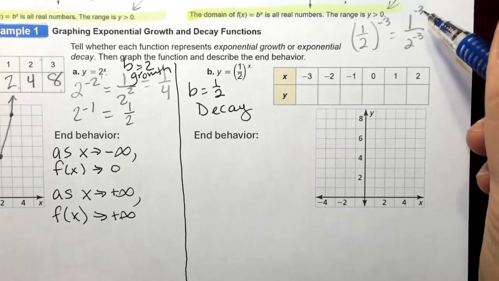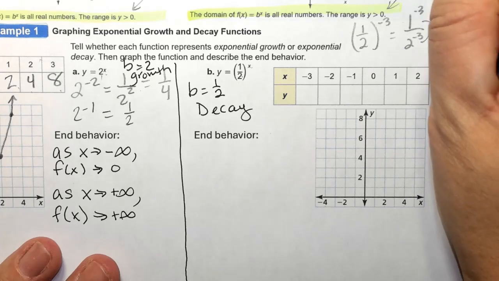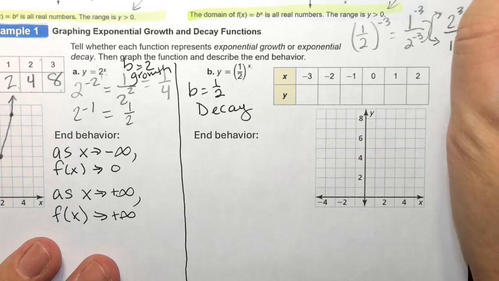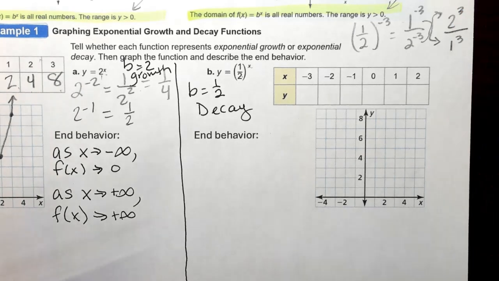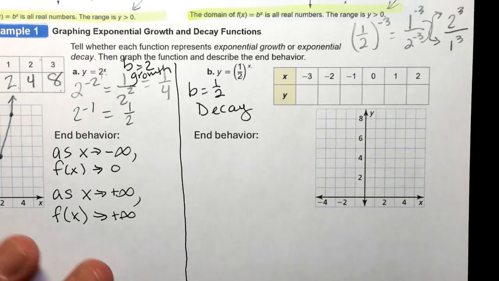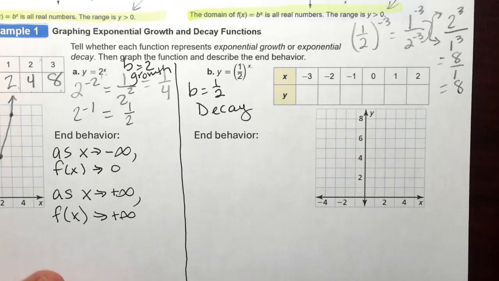Well, we can't have a negative exponent, so they basically switch their sides. So the 2 to the 3rd comes up here, 1 to the 3rd goes down there. Well, we don't really care about 1 to the anything power because it's just going to equal 1 every single time. But 2 to the 3rd does equal 8. So this becomes 8 over 1, which equals 8.